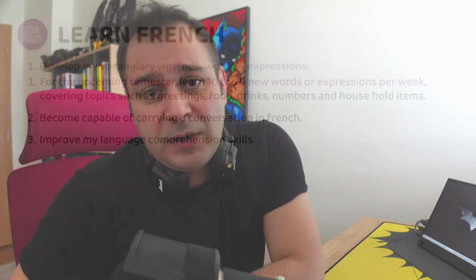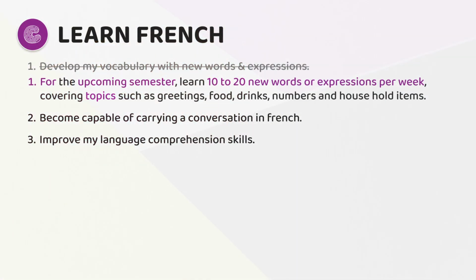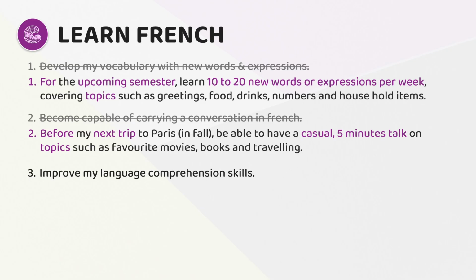And this time we're gonna use the SMART formula. For the upcoming semester, learn 10 to 20 new words or expressions per week covering topics such as greetings, food and drinks, numbers, and household items. Before my next trip to Paris in fall, be able to have a casual 5-minute talk on topics such as, and I list the topics over here.